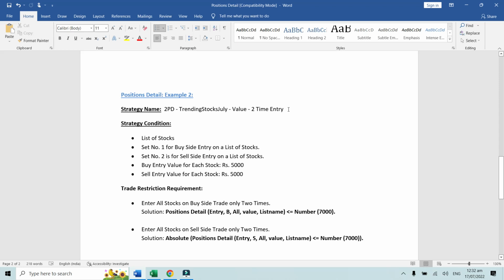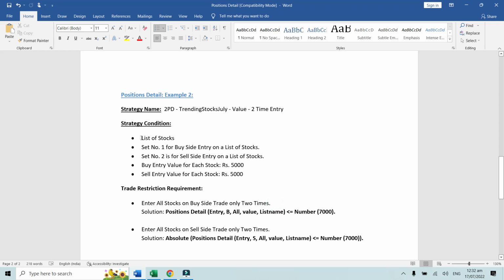So the condition in this case is that the trade restriction requirement that we have for this positions detail keyword is that we want to enter into all stocks on the buy side trade only 2 times. So whatever list we have created, suppose it has 4 stocks in that list, and you want to trade in those 4 stocks only 2 times in the day, 2 times on the buy side and 2 times on the sell side, then how do we create that is what is discussed in this part of the video.